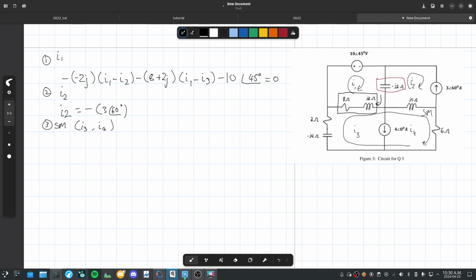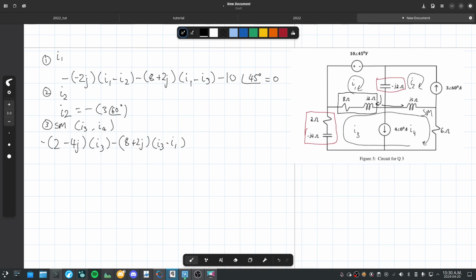So we start at any point on our super mesh. Let's start here. And again, we could do this trick where we just combine two of the impedances, because these are both just I3. They don't share it with anyone else. So this is going to be minus 2 minus 4j I3, minus, and we can combine these two impedances again because they both share the same current. This is 8 plus 2j, I3 minus I1.